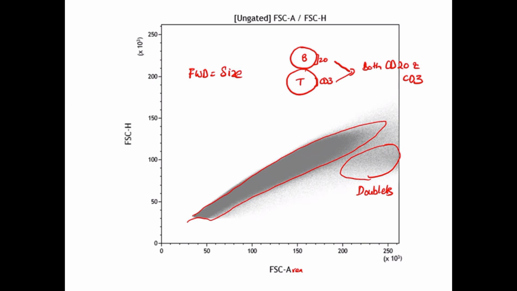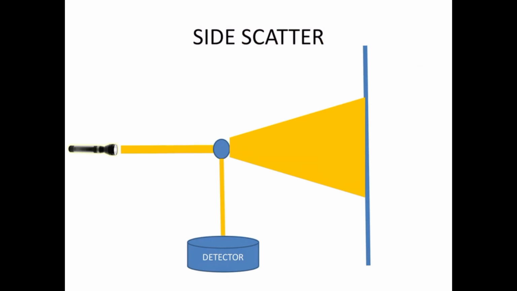Now let's see what this side scatter business is all about. We have seen that forward scatter was due to the bending of the light along the edges of the cell and was primarily determined by the size of the cell. However, we see that there is also some reflection of the light. It's not deflection, as in the case of forward scatter. It's actually the reflection of the light by the constituents of the cytoplasm of the cell along a 90-degree angle, which can be detected with the help of this detector.